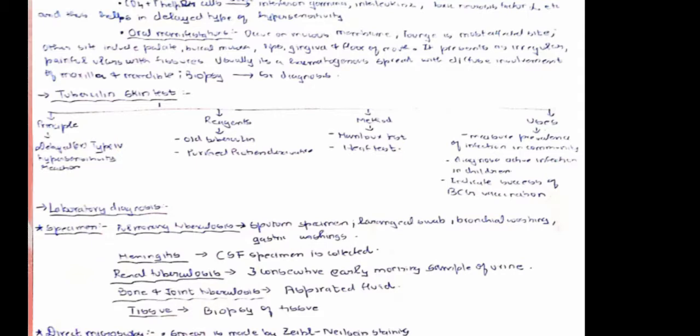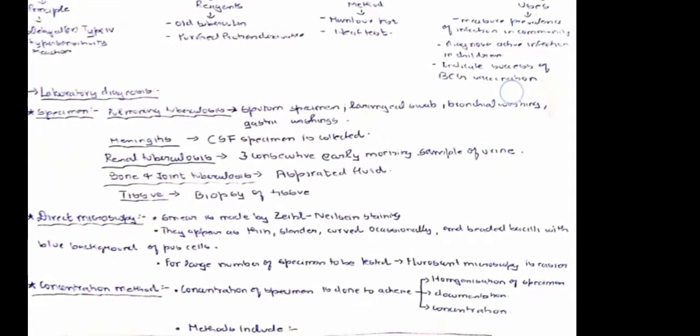The reagents will include 2 things, the old tuberculin reagent, and also the PPD, that is the purified protein derivative. And the method is like the Mantoux test or the Heaf test. The uses will include measuring the prevalence of infection in the community, diagnosing active infection in children, and indicating the success of the vaccination provided, that is the BCG vaccination.